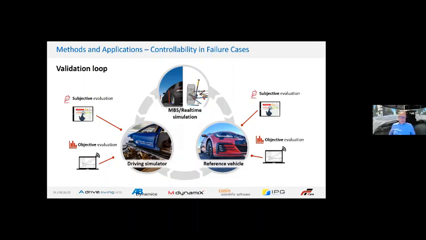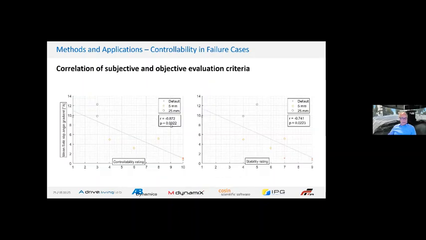So even if the vehicle is controllable on a driving simulator, the probability that the car is controllable on the real vehicle is very high. And this is research which is ongoing. The first part was done this year, and we will start next year with some other cases, error cases, and with a wider bench of subjects, but it looks pretty good.